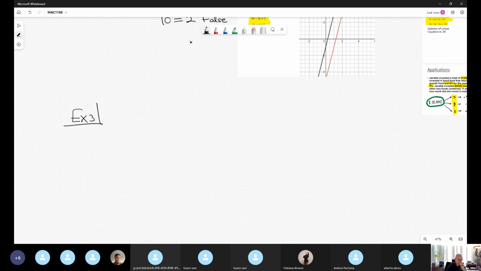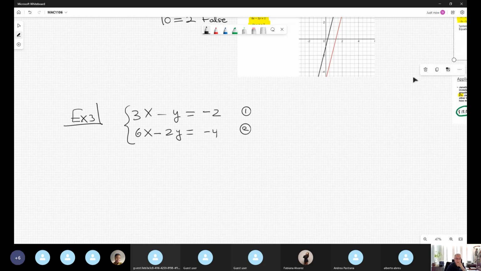In example 3, we have 3x minus y equals minus 2, equation 1. 6x minus 2y equal minus 4, equation 2. This is my system given. Now, I try to solve it algebraically. Let me try to do my best.